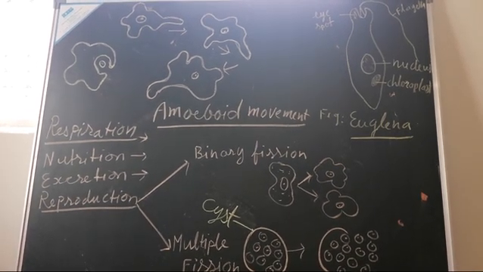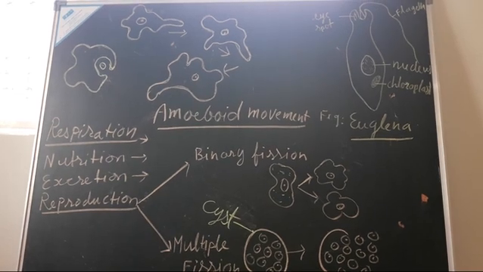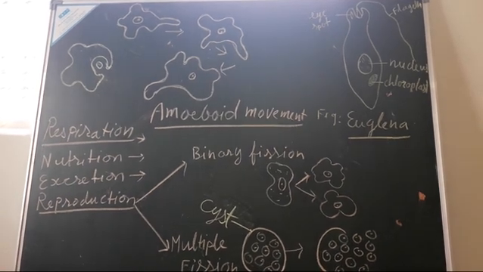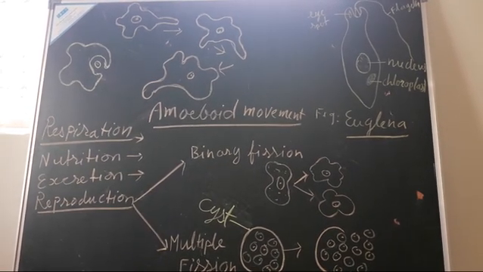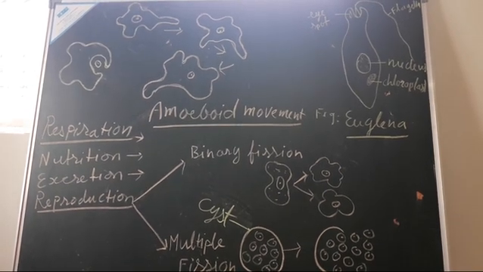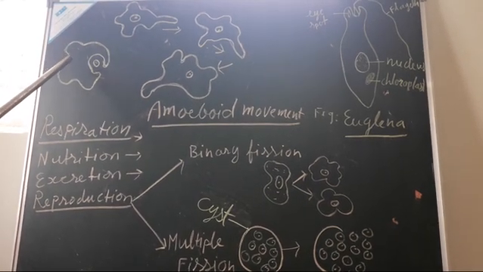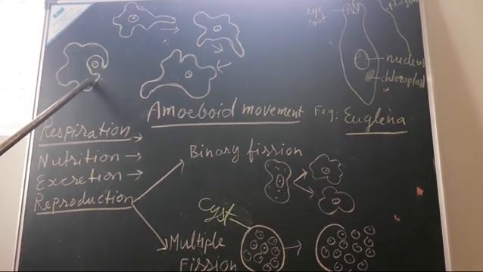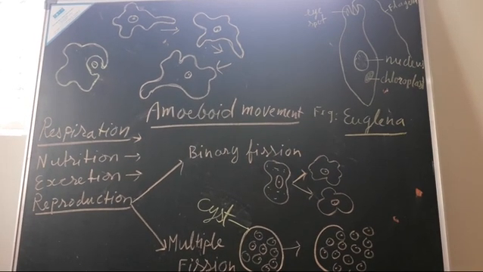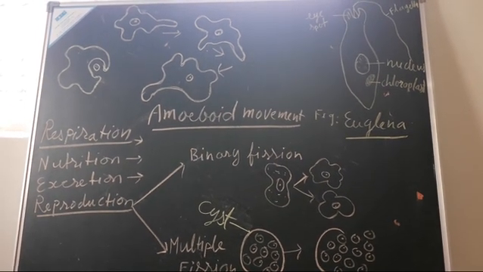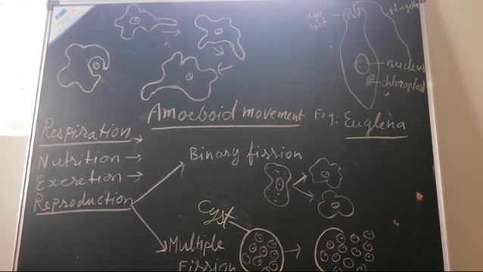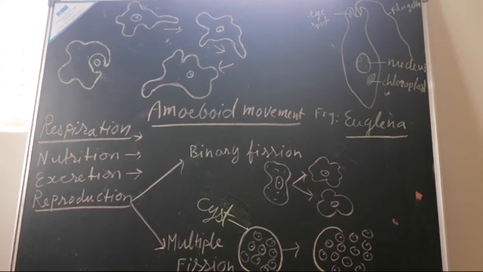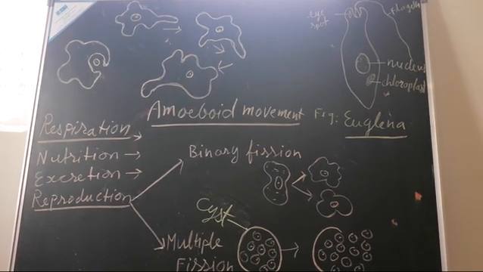Then excretion. It occurs by the process of diffusion through the cell membrane and contractile vacuole. Carbon dioxide and ammonia are excreted by diffusion. Means the carbon dioxide and ammonia produced by the organism are diffused out through the cell membrane. Other waste material enters the contractile vacuole, which migrates and fuses with the cell membrane, then releases waste material into the surroundings.